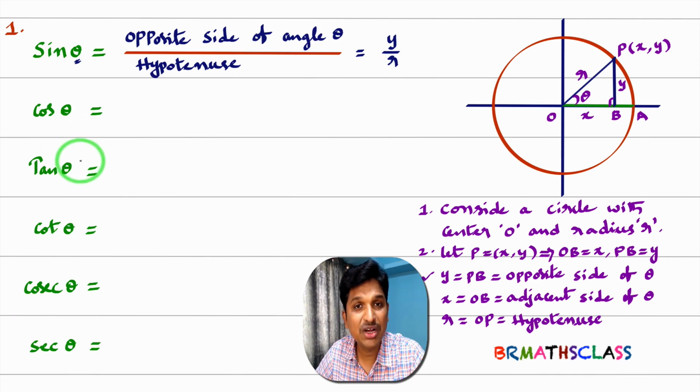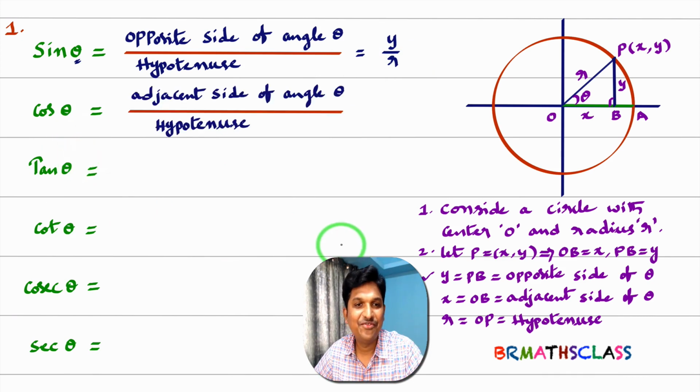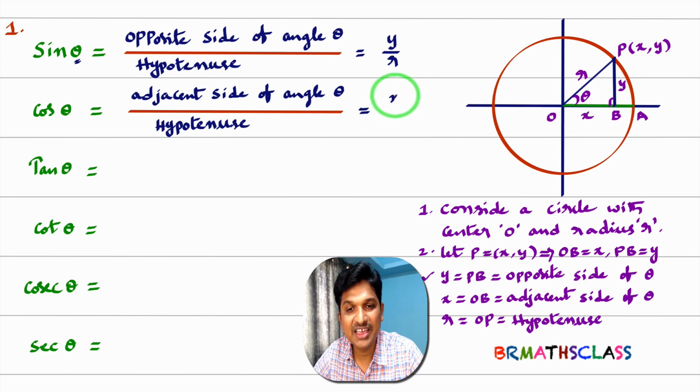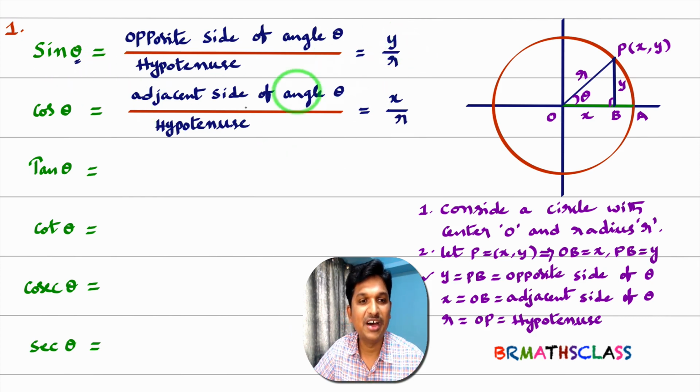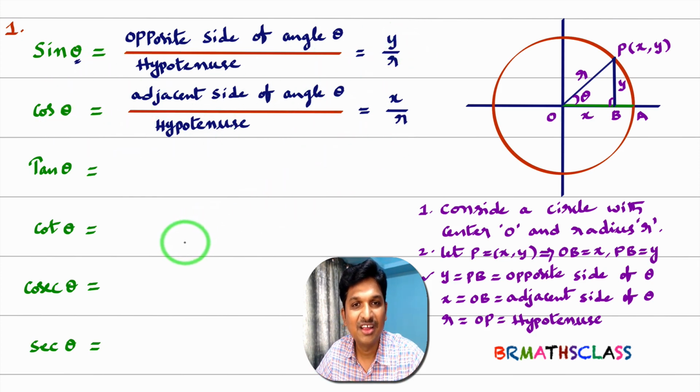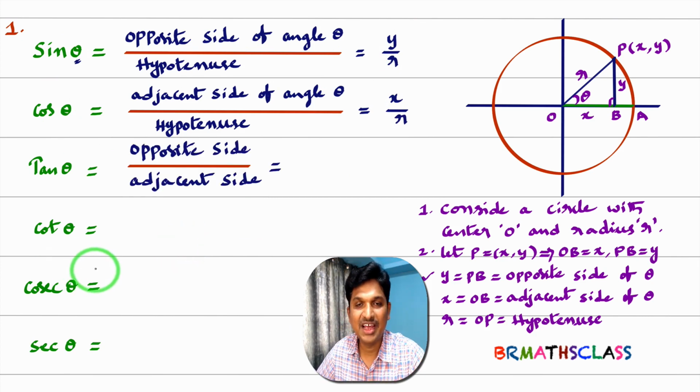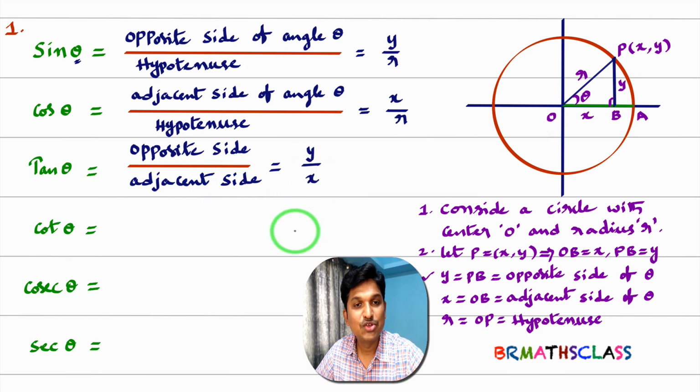Now, how is cos theta defined? Cos theta is defined as the adjacent side divided by the hypotenuse. What is the adjacent side here? The adjacent side is OB, that is X, divided by the hypotenuse R. Sin theta is defined as Y by R. Cos theta is defined as X by R. Now what is tan theta? Tan theta is defined as the opposite side of angle theta divided by the adjacent side. In this triangle, the opposite side is Y and the adjacent side is X. So tan theta is Y by X.